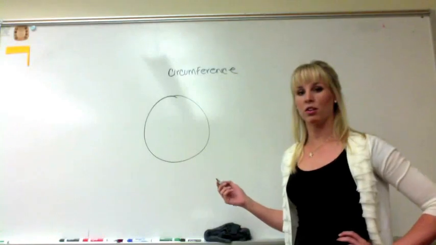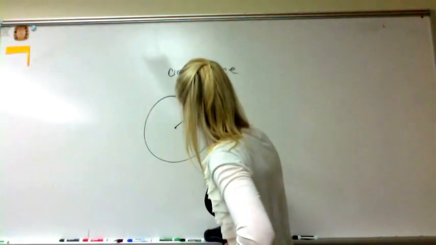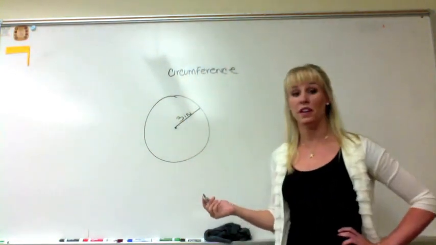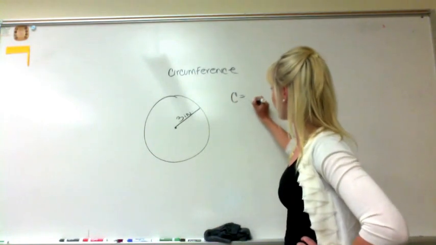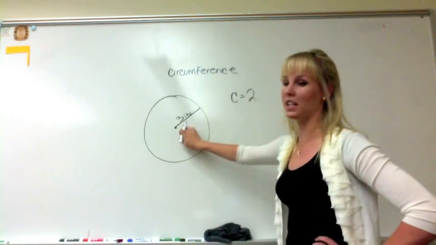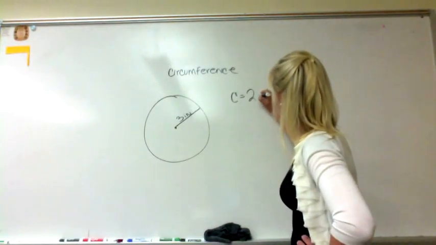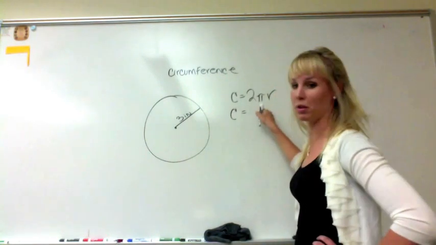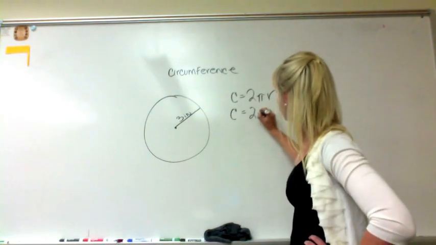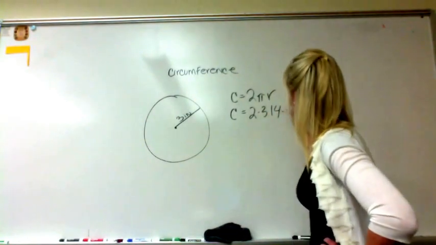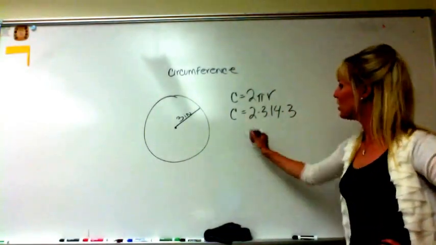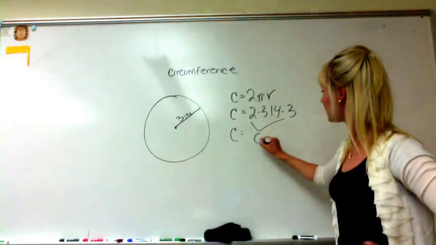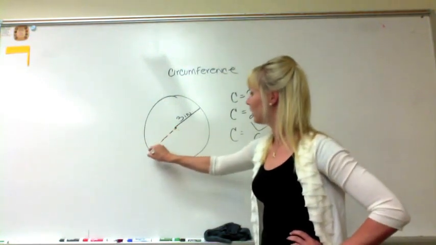So let's suppose we had this circle and the radius length was 3 inches. If we wanted to find the circumference, we'd plug it into the formula. Circumference is equal to, since I'm given the radius, I'm just going to use 2 pi r. So let's plug in the number 3 for the radius and 3.14 for pi. Just to make it easier on myself, I'm going to multiply 2 times 3 first. So 2 times 3 is 6. Again, that would have been the diameter.